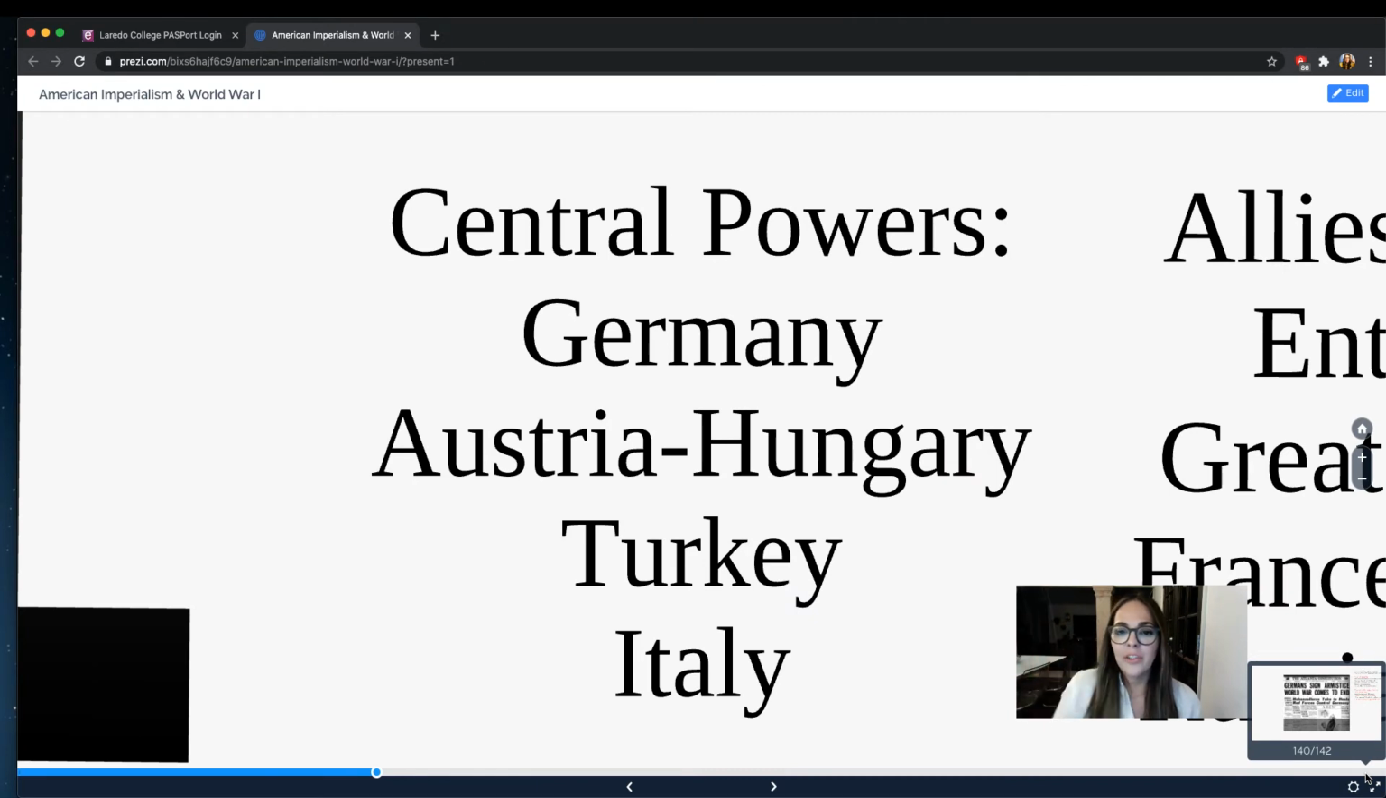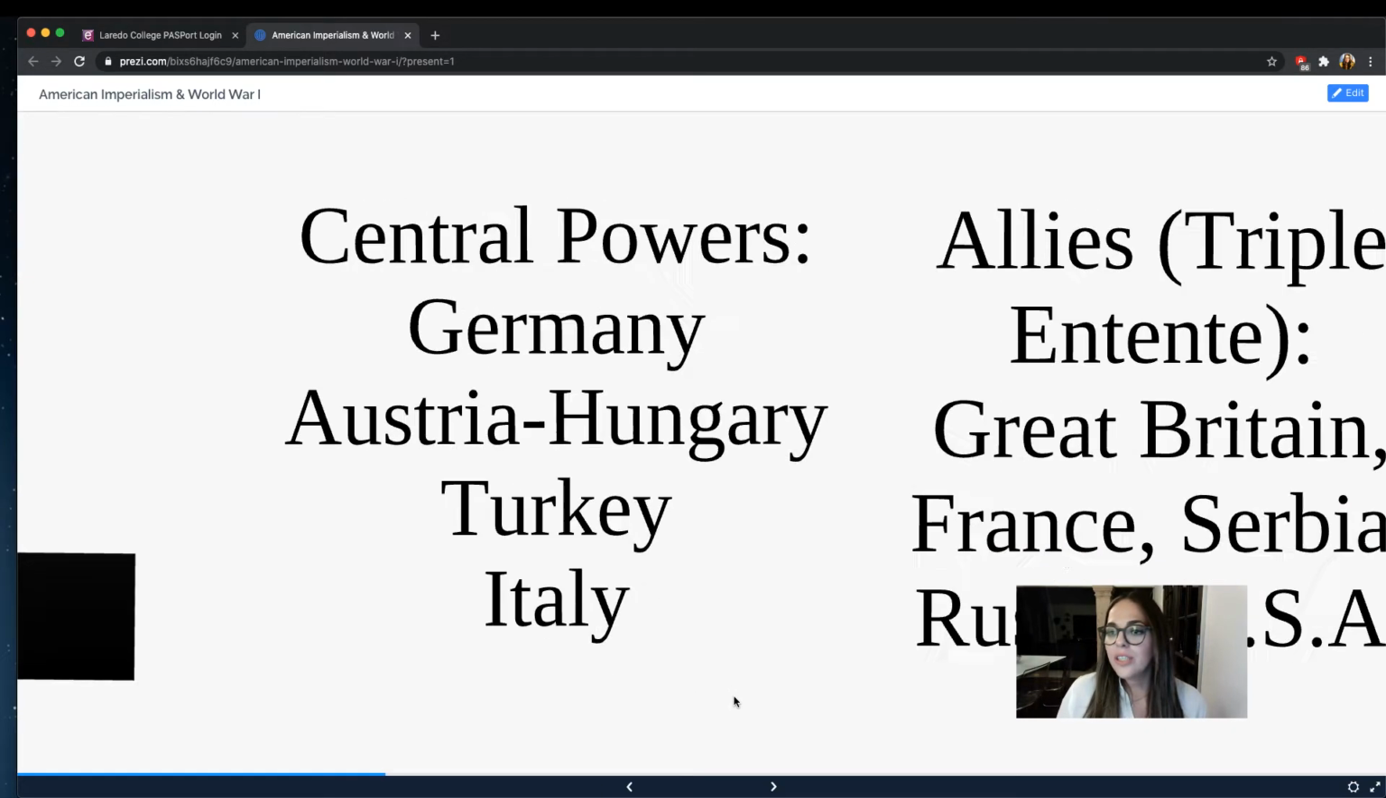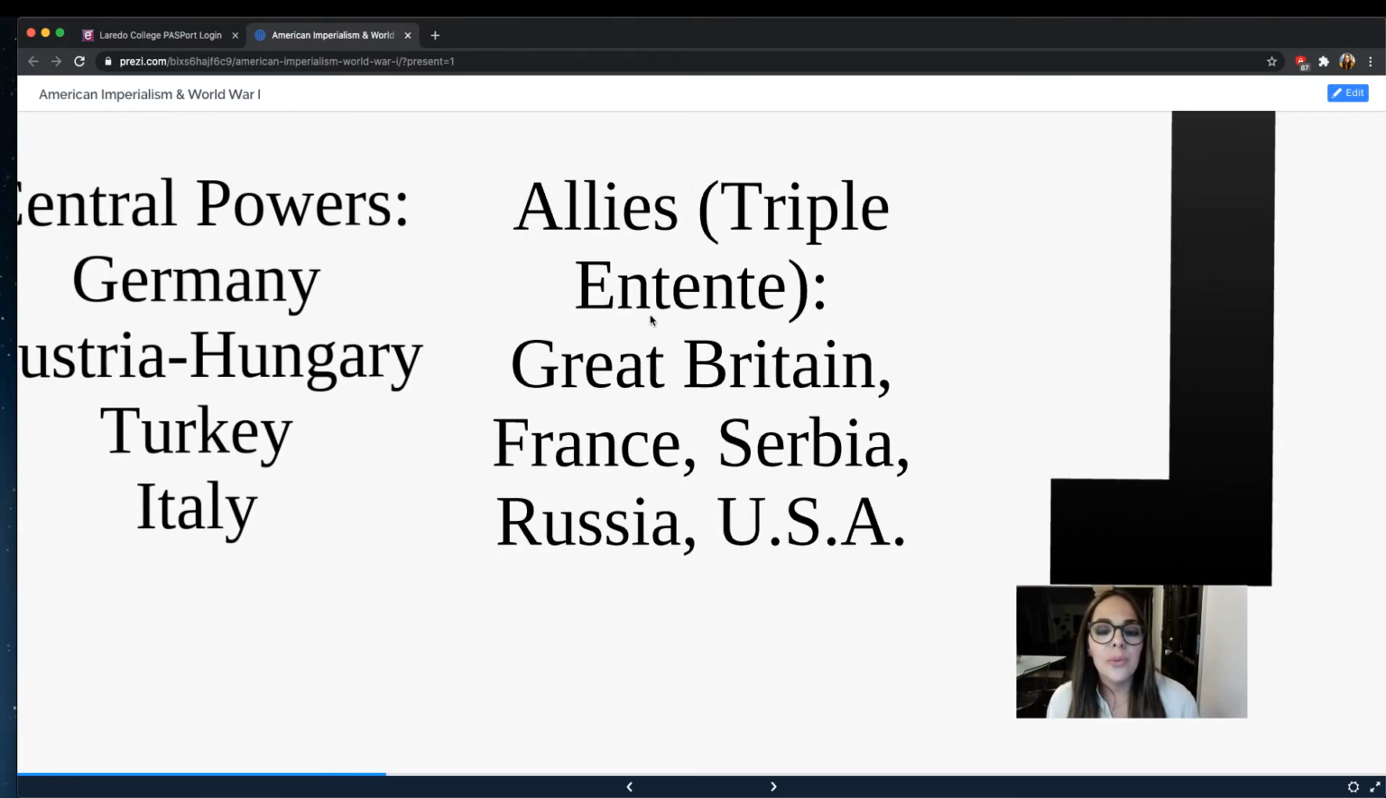Here are your central powers. You got Germany, Austria-Hungary, Turkey, also known as the Ottoman Empire, the Ottoman Turks, and Italy. On the other side, the Allies, the Triple Entente, you've got Great Britain, France, Serbia, Russia, and then the United States, after 1917.